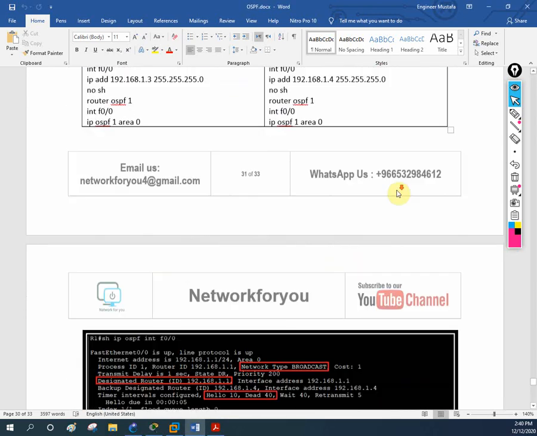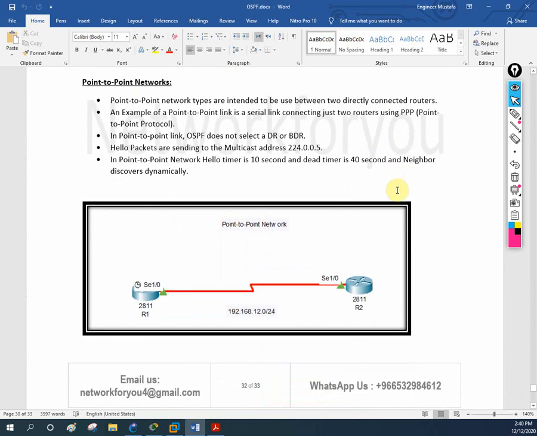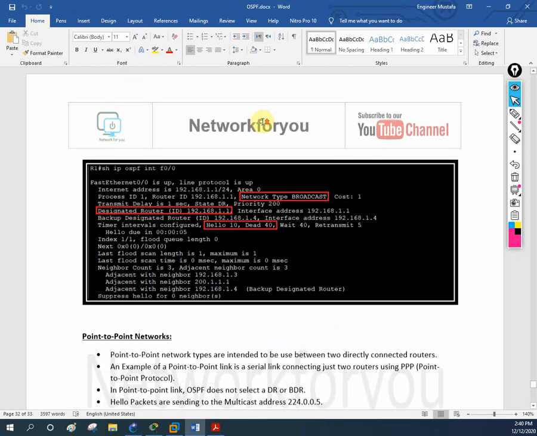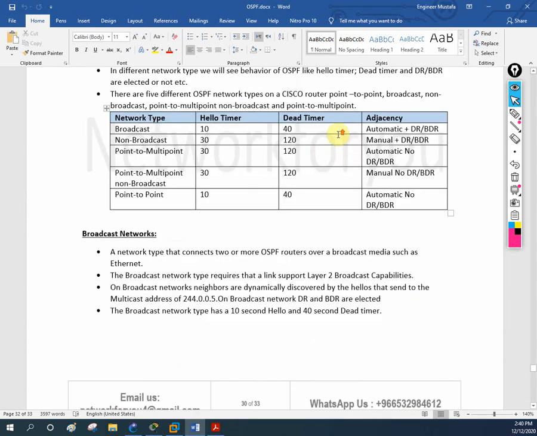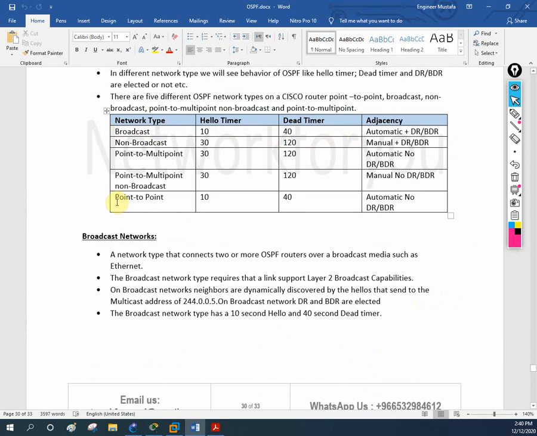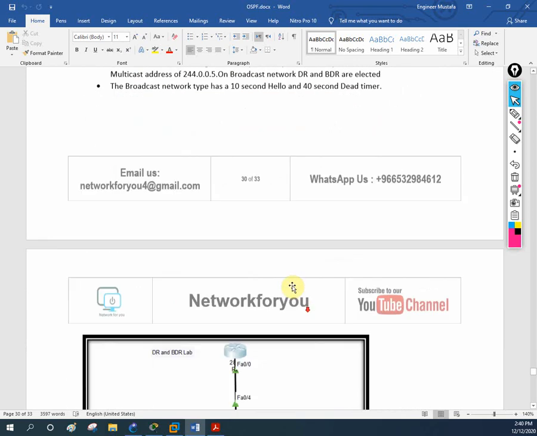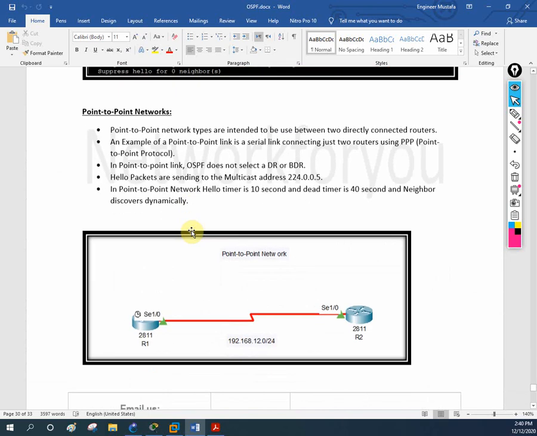Okay, so now we have another one, point to point, because in our syllabus, if you see here, we have two things: the broadcast and the point to point. Broadcast theory we just discussed. Now we will see the point to point.